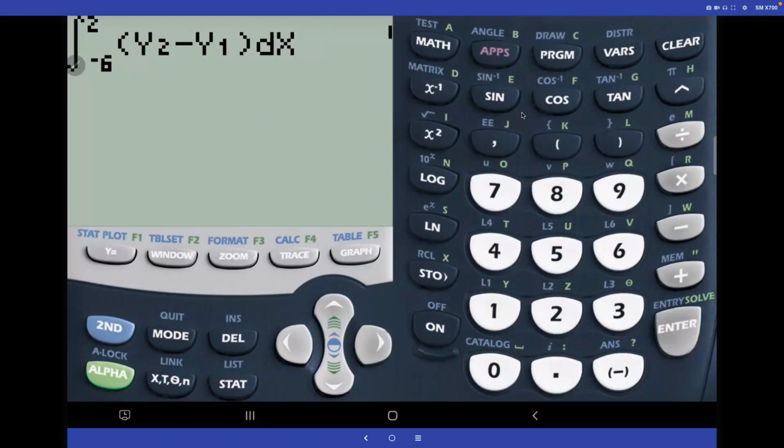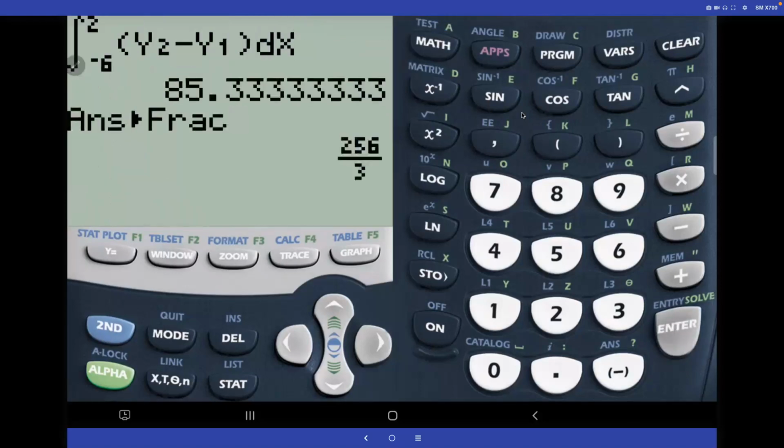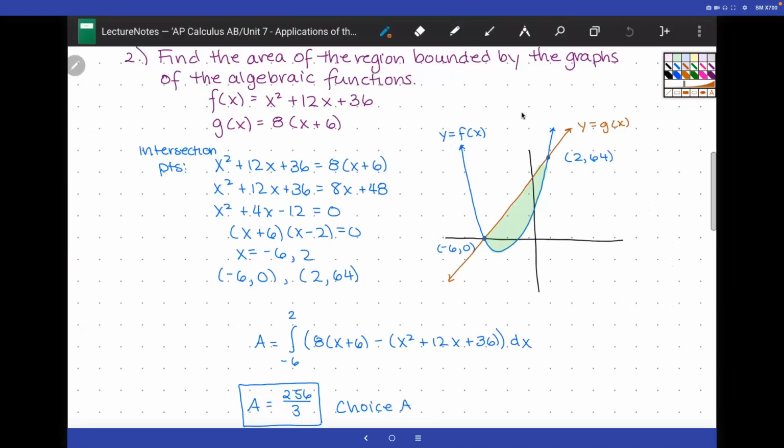And then the other thing that I just want to show you, you get this answer. So remember, if you hit math, that first choice says change to fraction. And it will give you the fraction for you nice and easy. So you don't have to, again, evaluate every single answer choice. So any questions on that? Either the problem or the calculator. I'll go back to the problem.